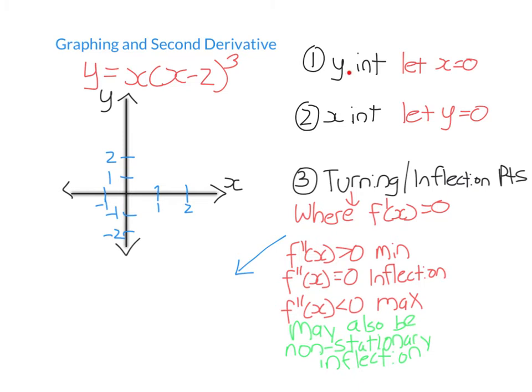So finding the y-intercept is easy. You just let x equal 0. So here, if x was 0, we'd get y equals 0 times minus 2 cubed, which is 0. So the y-intercept is 0. This passes through the origin.